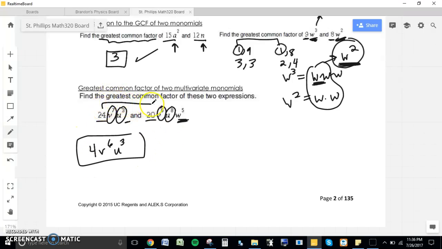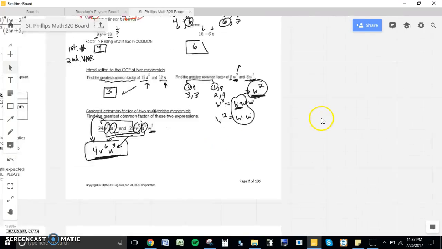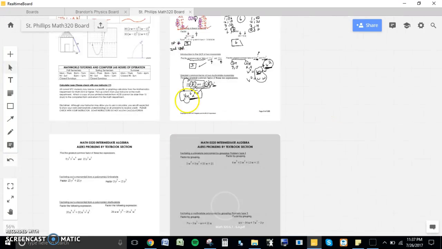Right, we have the 4 that's in common between 24 and 20. We have the 6 v's. Sorry, I kind of covered that one up. And then we have the 3 u's. And so this right here is our greatest common factor. So that's that. And let's move on to the next page here.